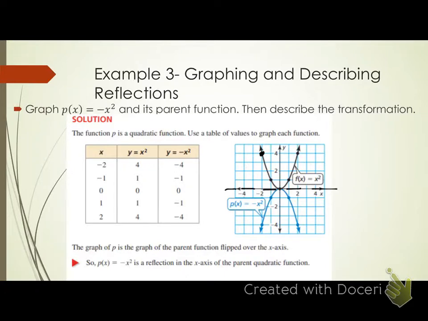And then reflection. What is a reflection? Someone raise your hand and tell me. A transformation that flips a graph over the line of reflection. Very good. So it's my parent function being reflected over a line of reflection. Any questions about those two types of transformations? Those are the only two we're going to talk about today.